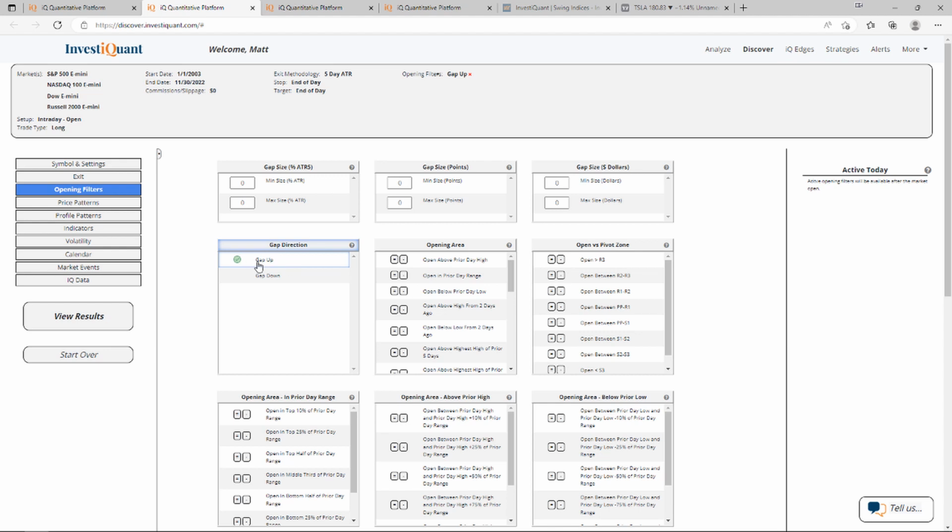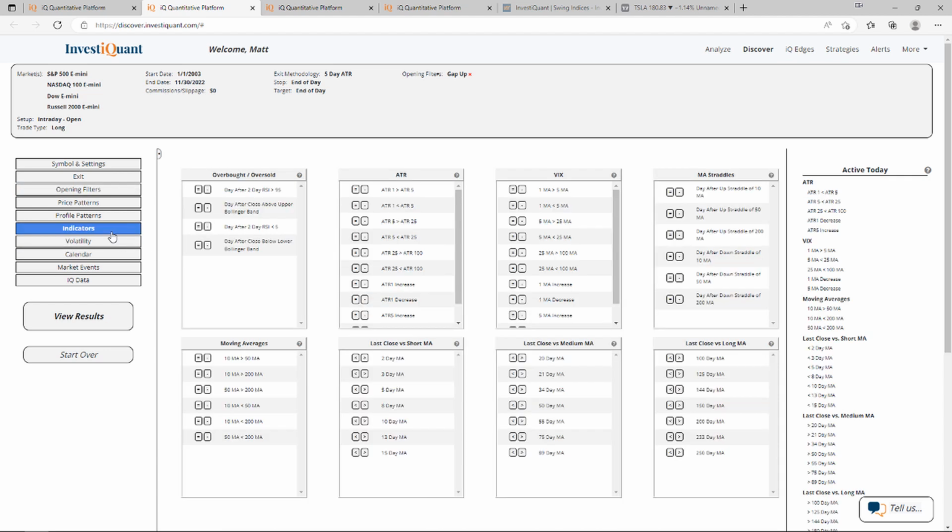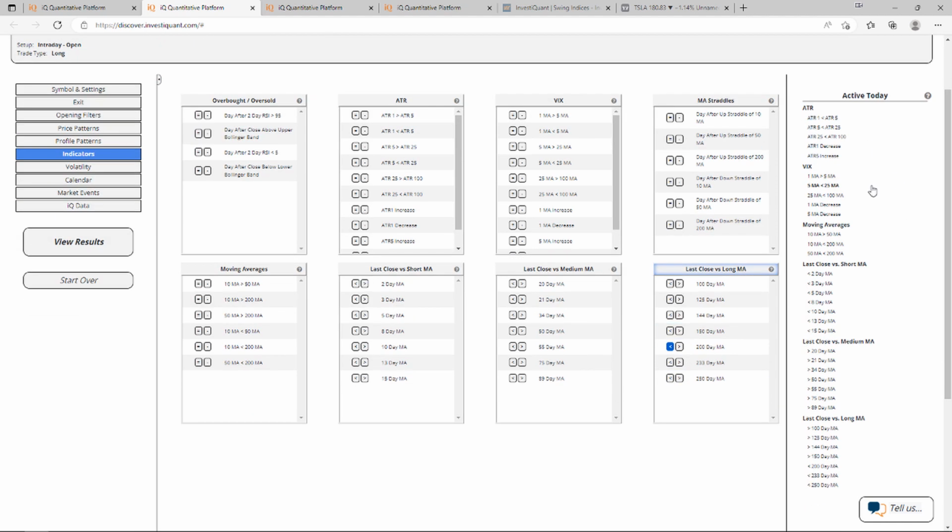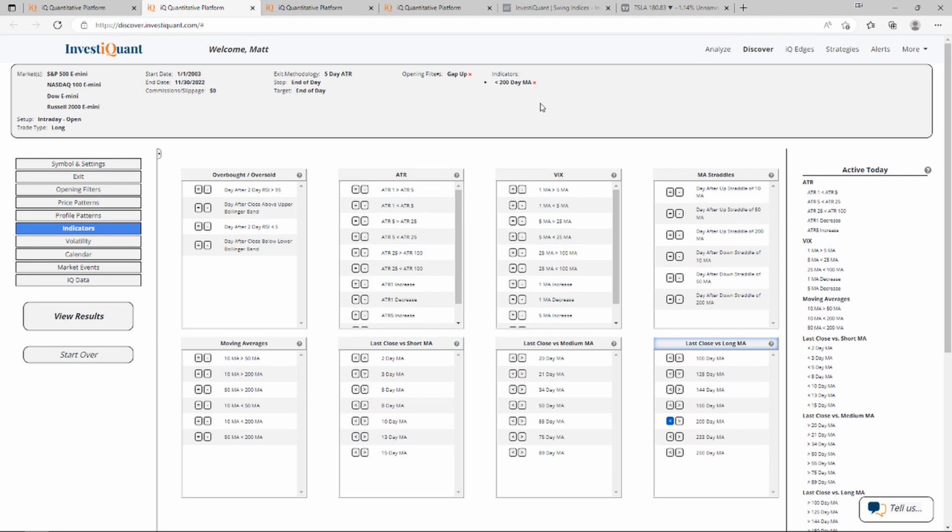So I'm going to add that to the study here by going to the opening filters, gap direction, and clicking on gap up. The next thing I'm going to do is go to the indicators library. I'm going to use one moving average here, the 200-day simple moving average. Yesterday we closed below it, and I can see that if I scroll down on the active today, you'll see it's listed here. I can click on it right here, or I can do it from this little box as well. So that's been added to the test.